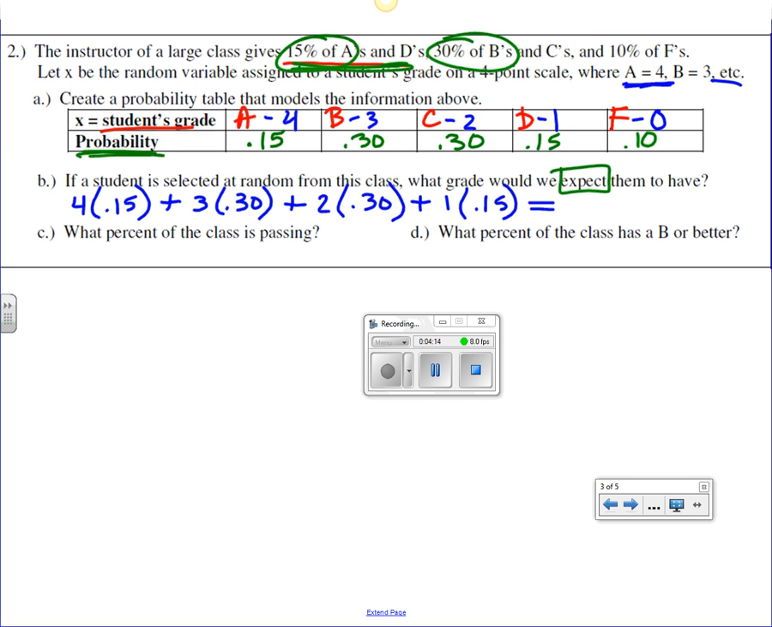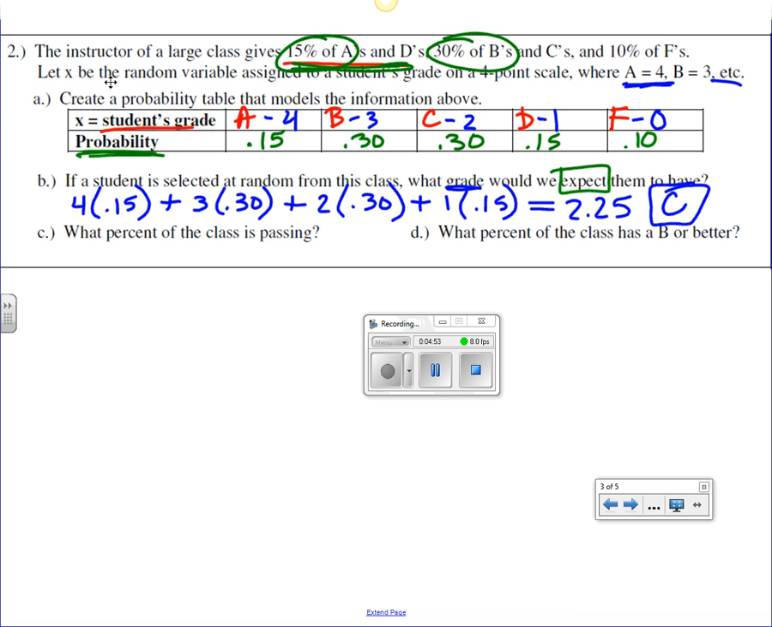And anybody can give me the answer. What you got? Okay, let's go back and answer the question. If a student is selected at random from this class, what grade would we expect them to have? So we still haven't answered it. A 2.25 is what grade? A C. All right, so we would expect them to have a C. 2.25 falls in the C category.